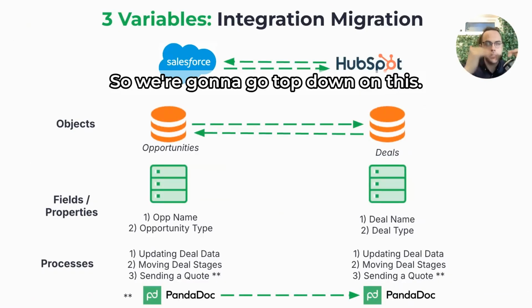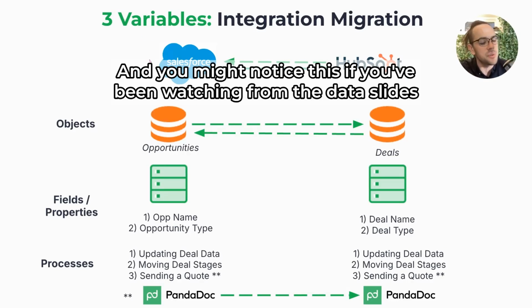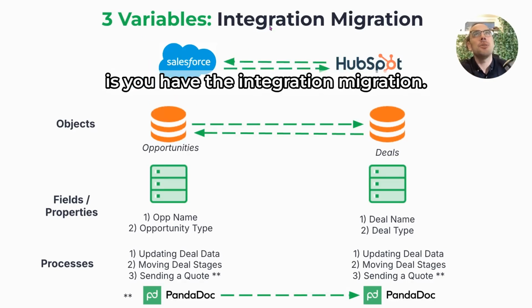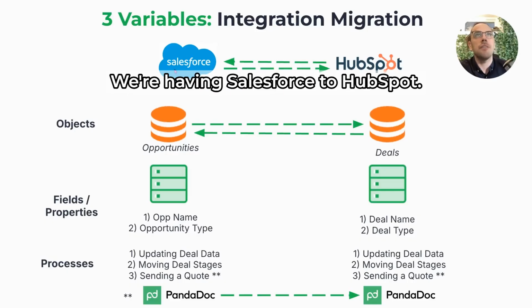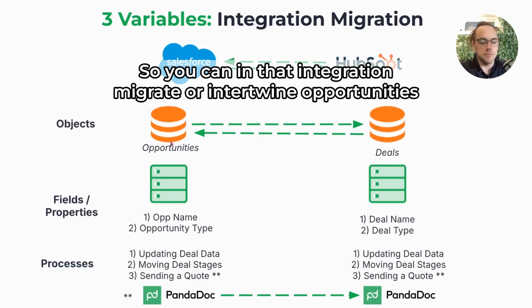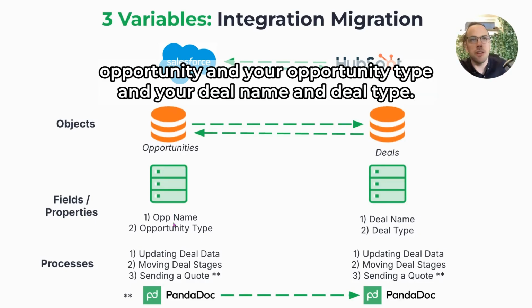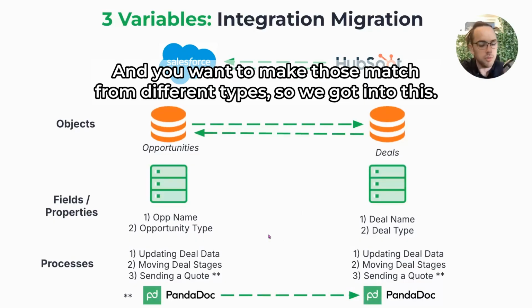So we're going to go top down on this. There's three variables I want you to think of. And you might notice this if you've been watching from the data slides. You have the integration migrations, say Salesforce to HubSpot. If we're thinking about that, we want to think of, yes, the objects that are in play. So you can, in that integration, migrate or intertwine opportunities and deals. And then within the fields, you have your opportunity and your opportunity type and your deal name and deal type. And you want to make those match from different types. So we got into this.